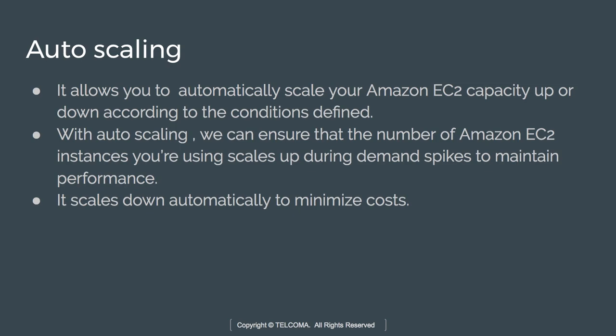Why do we need to scale down? To minimize cost. And why do we need to scale up? If we have more need. With auto scaling, we can ensure that the number of EC2 instances that we are using scales up during demand spikes, that means an increase in demand, so that we can maintain the performance. This is about the auto scaling feature.